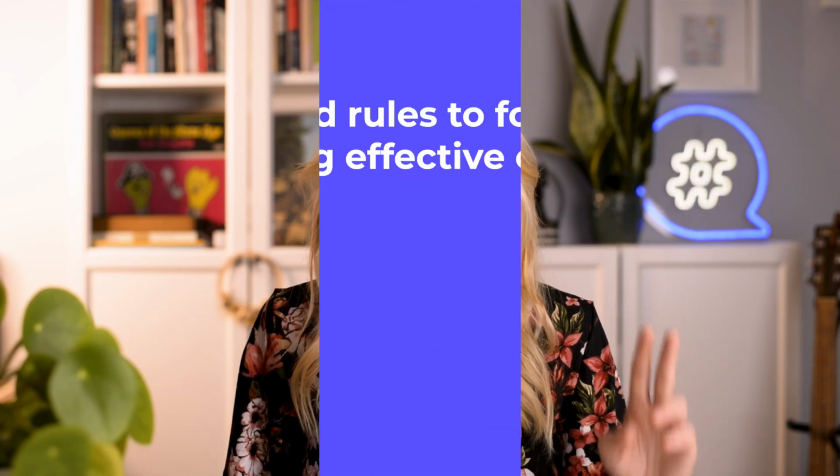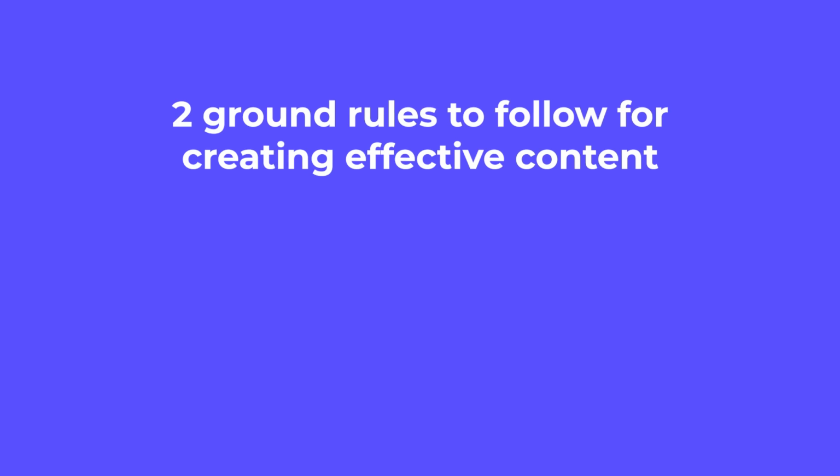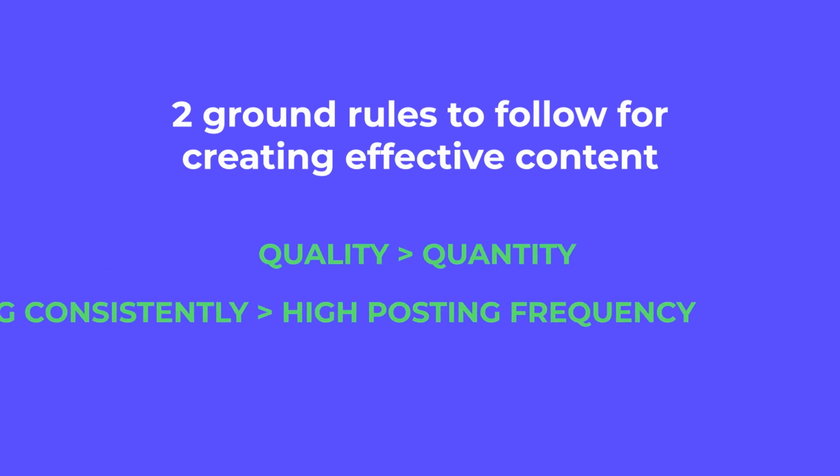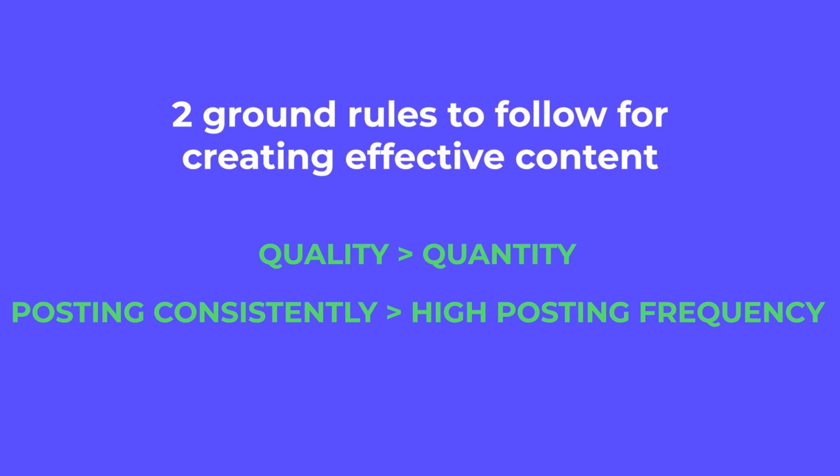The algorithm won't hate you for posting less. There are 2 ground rules to follow here. Quality always comes before quantity, and also it's not about posting frequency, but posting consistently. Instagram recognizes your behavior, and if it sees regularity in it, it will reward you for it.